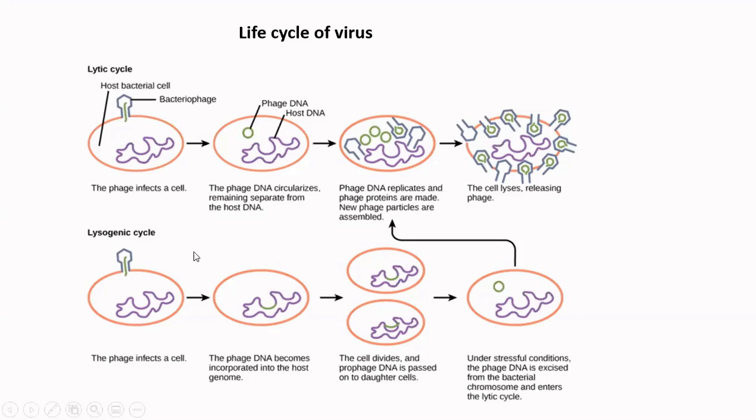Now we are moving to the lysogenic cycle. Here also initially the phage infects the cell. Then the phage DNA becomes incorporated into the host genome. After that, the cell divides and the phage DNA is passed into the daughter cells. Not like in the lytic cycle, here the phage DNA is incorporated into the host genome. Under stressful conditions, the phage DNA is excised from the bacterial chromosome and enters the lytic cycle that we explained earlier.